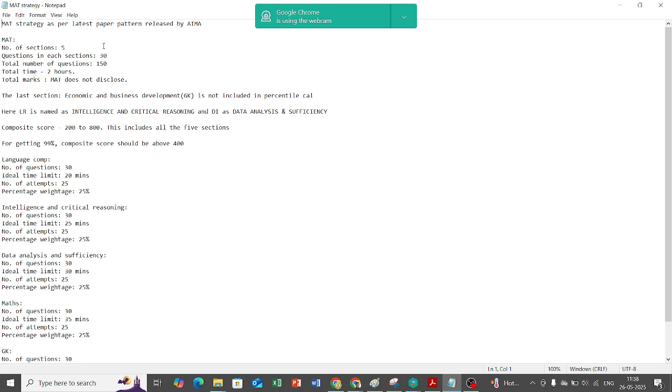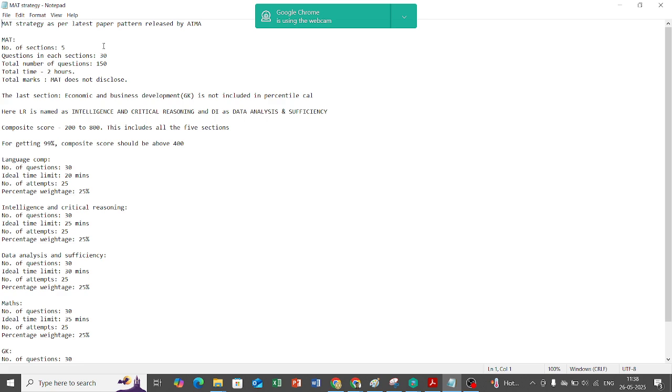So the number of sections is 5. Questions in each section is 30. Earlier it was 25, I think. Now it is 30. Total number of questions is 150, right? So if there are 5 sections and each section has 30 questions, then the total number of questions is 150. Total time to complete the paper is 2 hours.